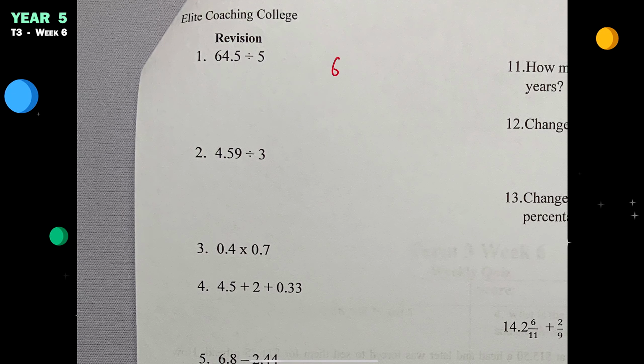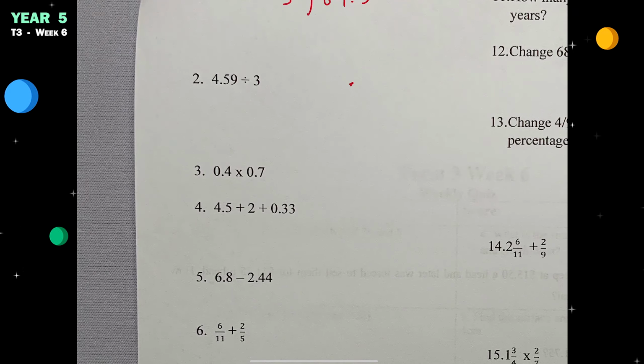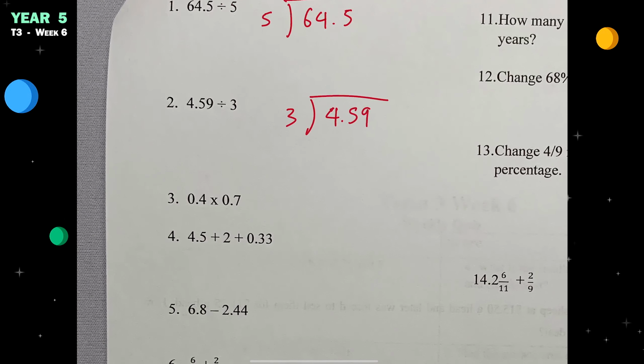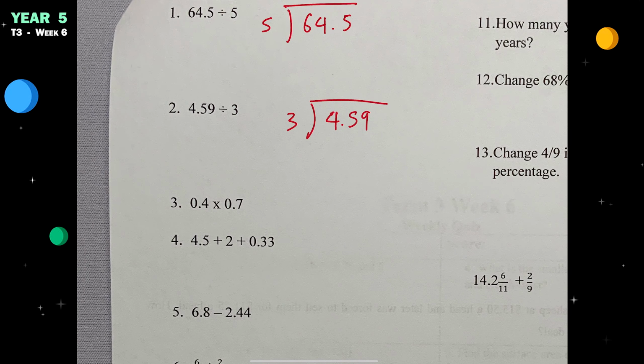Okay, 64.5 divided by 5. I think you can do that one. Next question is 4.59 divided by 3. I think you can do that one. So the answer is going to be 1 point something, okay?